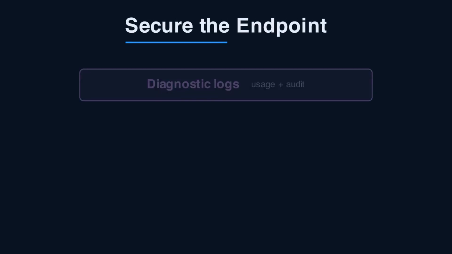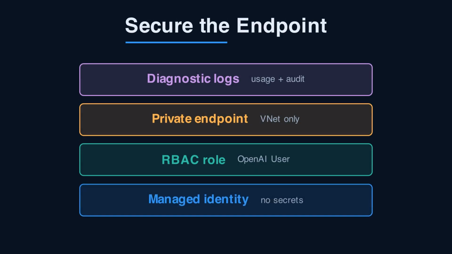Now lock it down. Avoid API keys in production. Instead, assign your application a managed identity and grant it the Cognitive Services OpenAI User role on the resource, then authenticate with Azure Active Directory tokens through the Azure Identity Library. For network isolation, disable public access and put a private endpoint in front of the resource, so traffic stays on your virtual network. Add diagnostic settings to stream request logs and token usage to Log Analytics, which you'll want for both cost tracking and abuse detection.